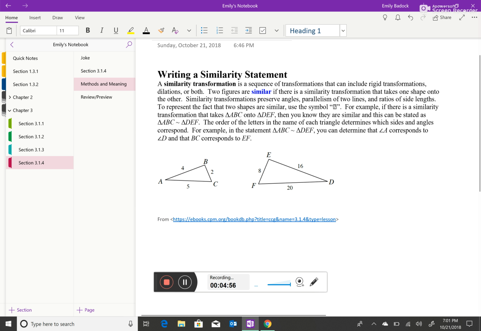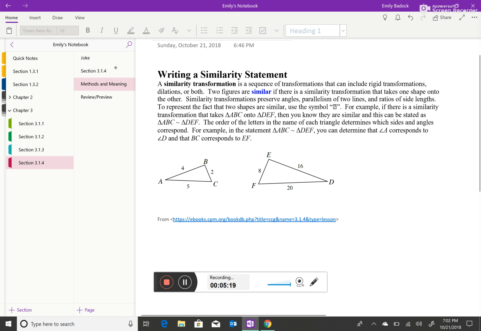A similarity transformation is a sequence of transformations that can include rigid transformations, dilations, or both. Two figures are similar if there is a similarity transformation that takes one shape into the other. Similarity transformations preserve angles, parallelism of two lines, and ratios of side lengths.